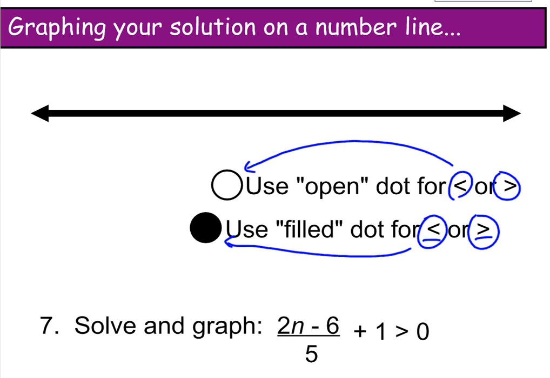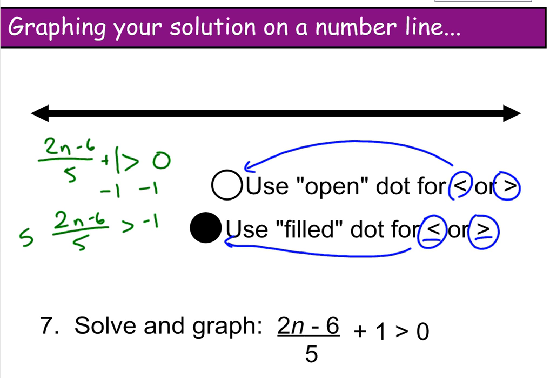So let's take a look. 2n minus 6 divided by 5 plus 1 is greater than 0. So if I subtract 1 over, multiply it by 5, and move these back over.